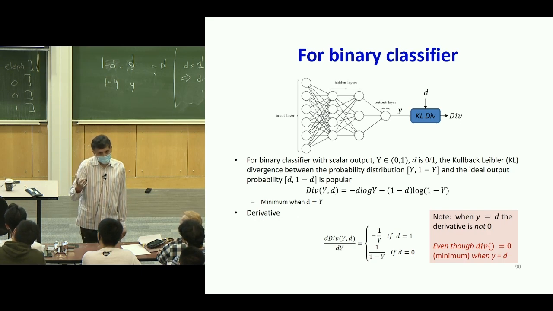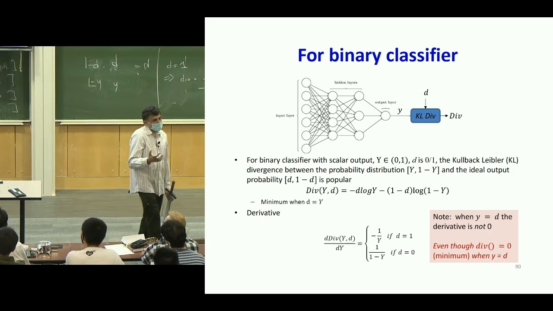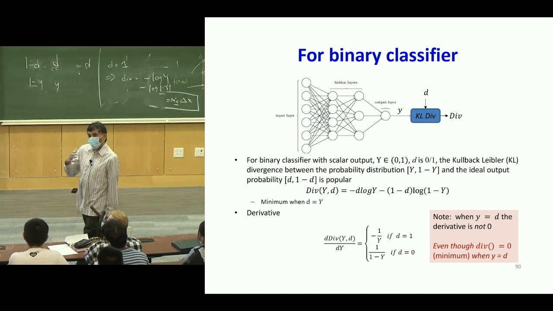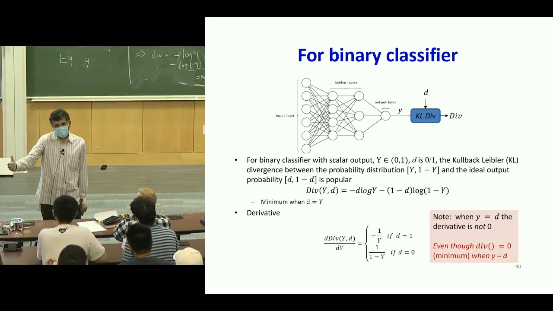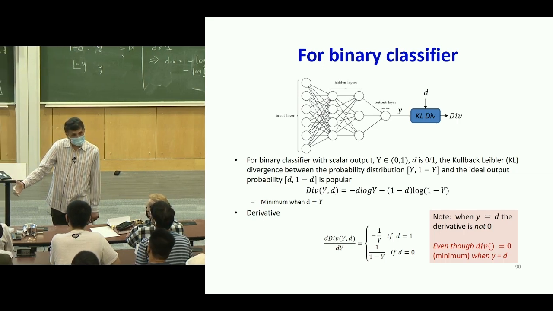y is always positive, correct? So 1 over y is going to be positive, correct? So what is the sign of the derivative? Negative, right? So if the derivative is negative, what does gradient descent ask you to do? It asks you to increase y. So when d is 1, it's always going to ask you to increase y, right?